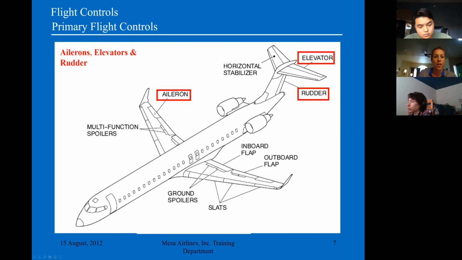Where were we? Ailerons are on the outboards, and then multifunction spoilers are right here. Once again, the outboard ones are the aileron assists. Think about it that way. Ailerons are always outboard of the flaps, and the outboard multifunction spoilers work with the ailerons.